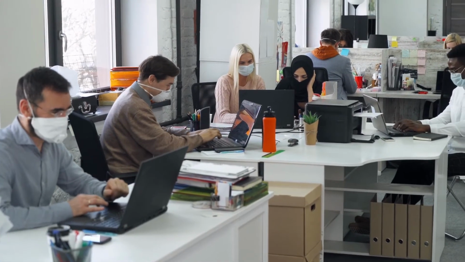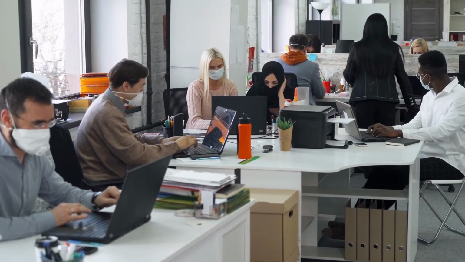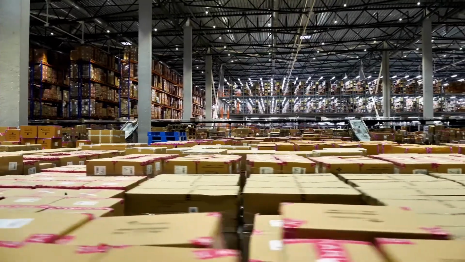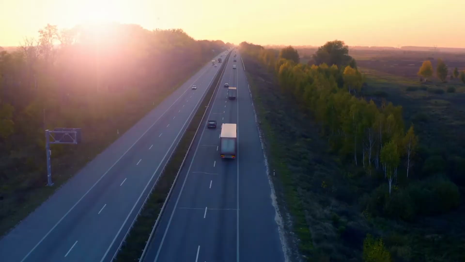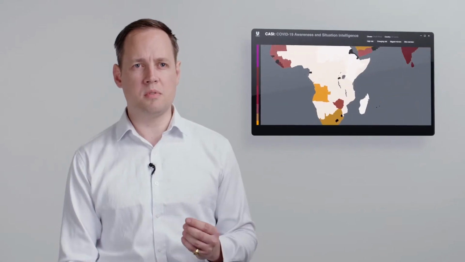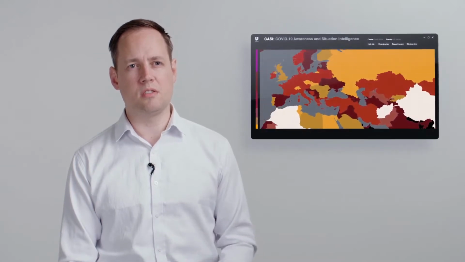Their teams around the world use it to monitor the COVID-19 trends that are impacting their hundreds of facilities, warehouses, and distribution centers across their supply chain. CASI's predictive intelligence enables Unilever teams to make timely, data-led decisions to safeguard their people and operations.